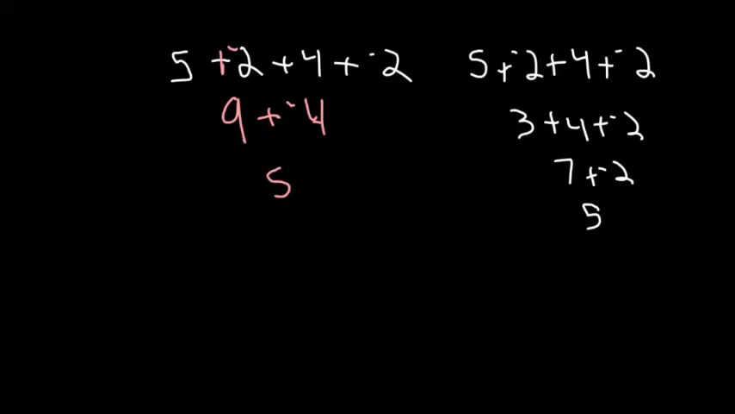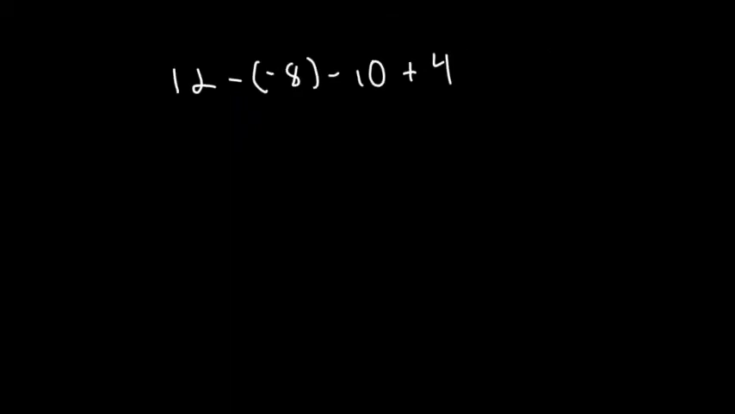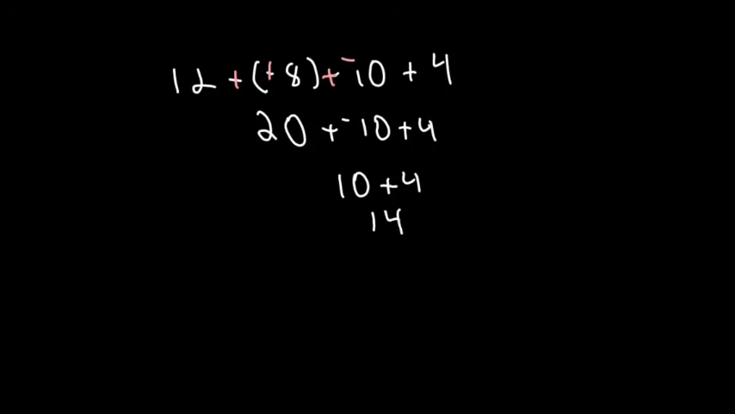Let's do one more example. Alright, so here we have 12 minus a negative 8 minus 10 plus 4. First, change all your subtraction to adding the opposite. So 12 plus a positive 8 plus a negative 10 plus 4. Here I can just start going from left to right. 12 plus 8 is 20, plus negative 10 plus 4. 20 plus a negative 10 is going to be a positive 10. 20 minus 10 is 10, and 20 is greater, so we keep that sign. And then I have 10 plus 4 is 14. So the final answer there is 14.